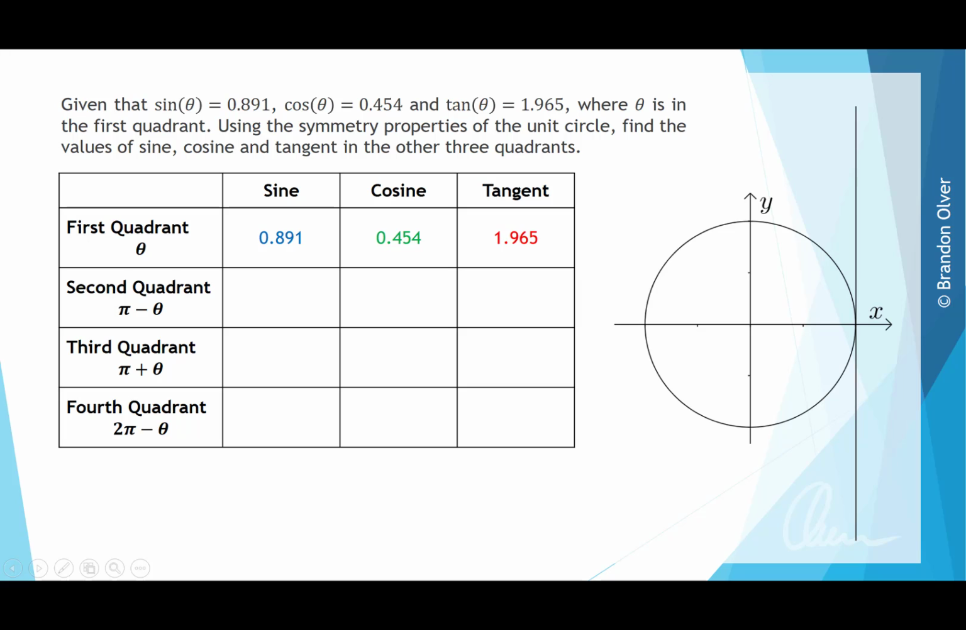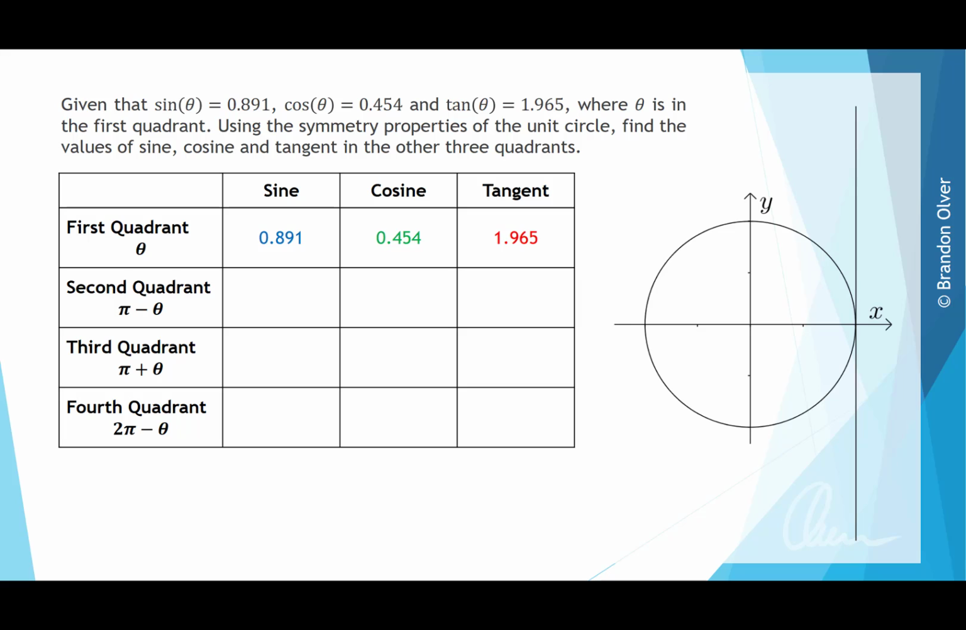Given that sine theta equals 0.891, cosine of theta equals 0.454, and tan theta equals 1.965, where the angle theta is in the first quadrant, using the symmetry properties of the unit circle, find the values of sine, cosine, and tangent in the other three quadrants.